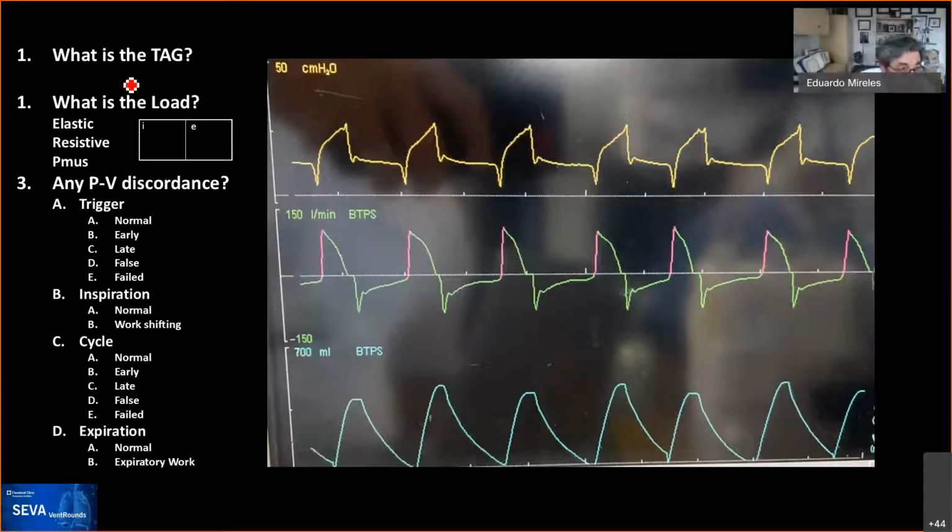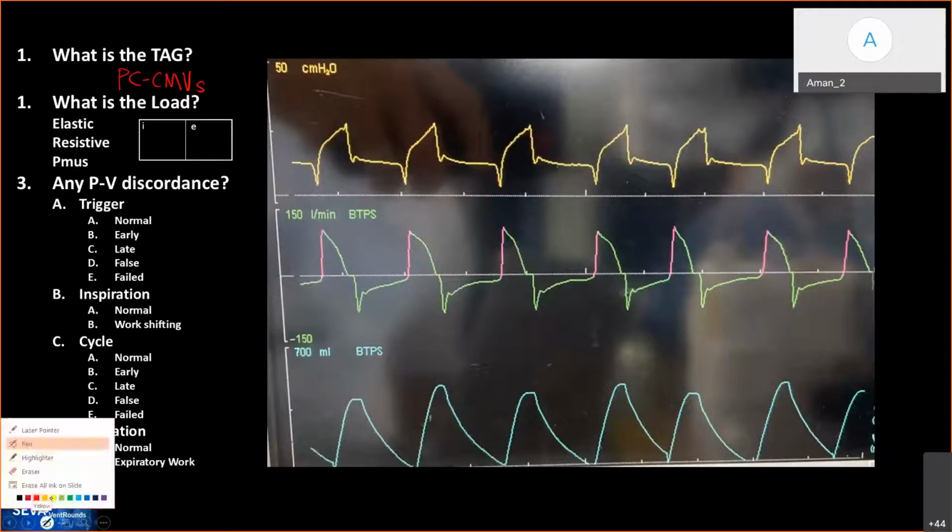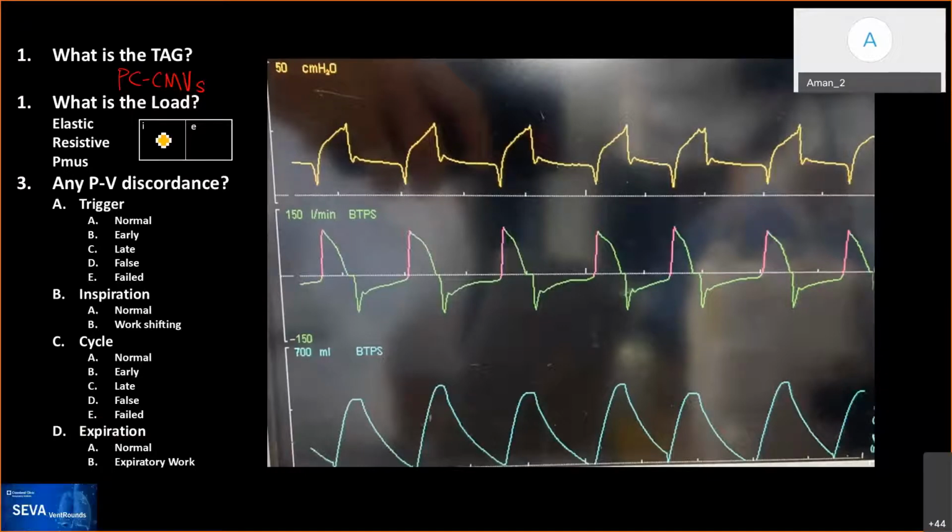Okay. So I think the tag would be PC-CMV. Load would be inspiratory, PMAS. Expiratory is a little bit challenging. I'm gonna say resistance. It may be PMAS as well in some of the breaths, but the last one looks pretty passive, and it doesn't go back to baseline. So between those two.